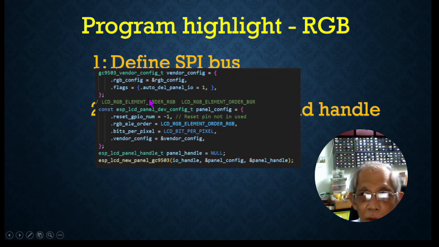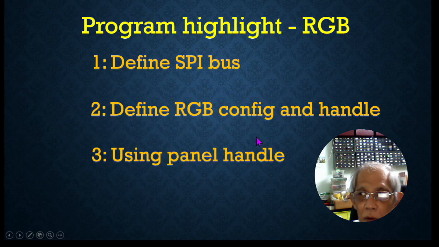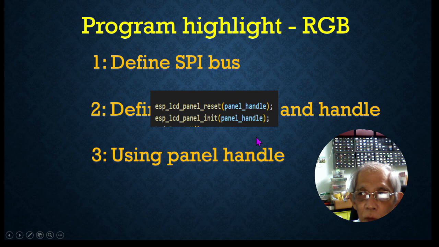So with the RGB configuration defined, we will create a new panel handler making use of the specific driver number that we're using in this project. In this case, it will be the GC9503. From there on, we're going to create a panel handler. With the new panel handler, you can start making use of the LCD-specific functions, for example, reset and initialize. You can be doing things like draw bitmap, all these functions.